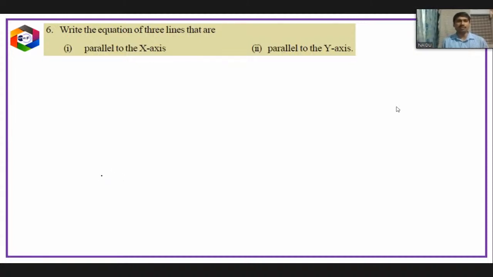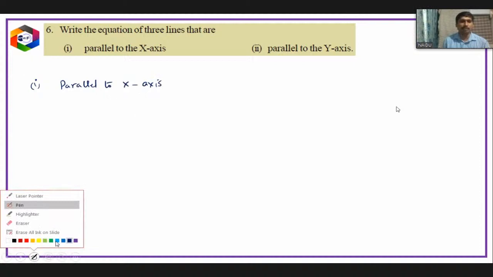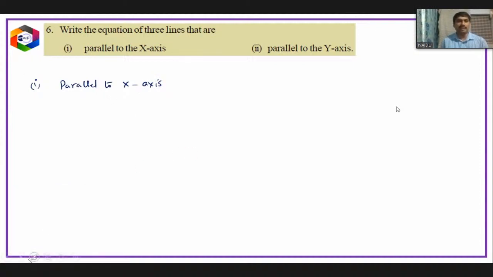Write the equations of three lines that are parallel to x-axis and parallel to y-axis. Children, observe that. Here, again the same. It is our wish. It is asked. So first one is, we need any three equations that are parallel to x-axis. As we discussed previously, if the line is parallel to x-axis, as we know, it will be in the format of y is equal to k. Any line parallel to x-axis will be in the format of y is equal to k.